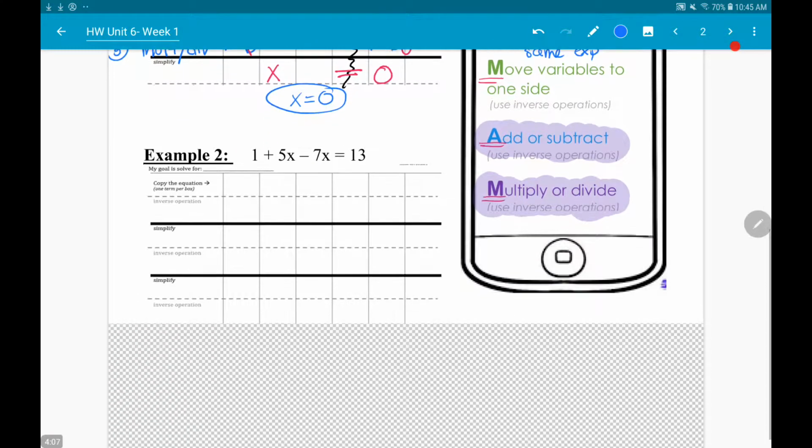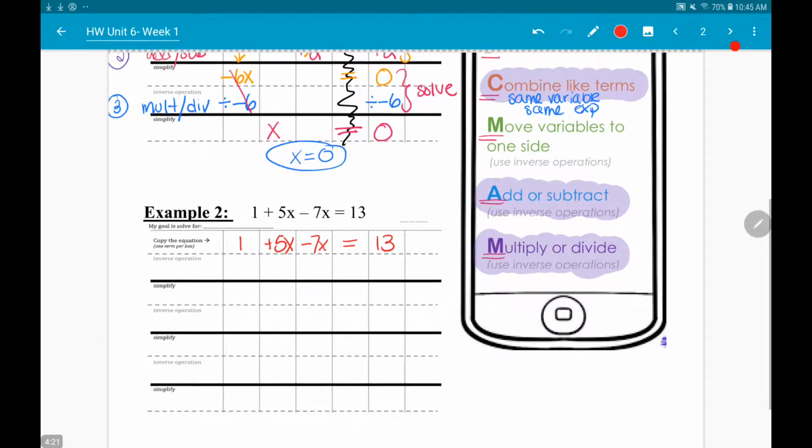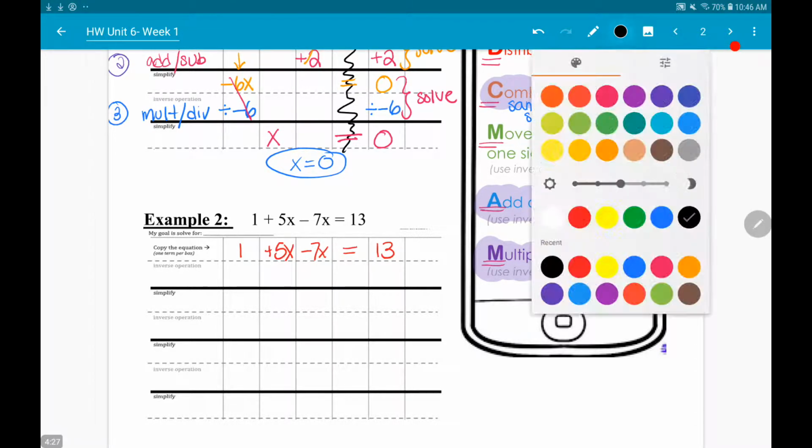All right, let's try another one. So my first step, before I even begin to solve anything, is to write in my terms. Okay, I go back to my phone. Don't call me after midnight. I'm only starting with the C. So can I combine like terms?